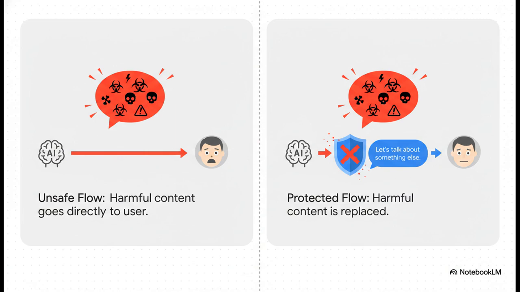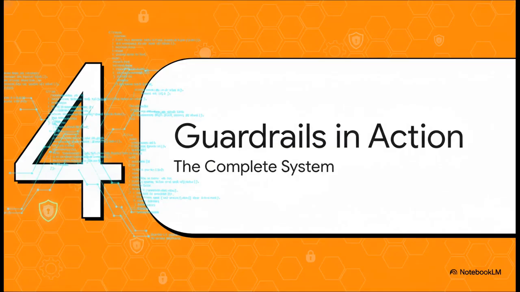And this is the crucial part for the user experience. When our guardrail flags a response as toxic, we don't just throw an error message. That would feel broken. Instead, we intercept that bad output and we replace it with a pre-written, safe, and helpful response. This way, we maintain a positive experience for the user while making sure our app stays within its safety boundaries.